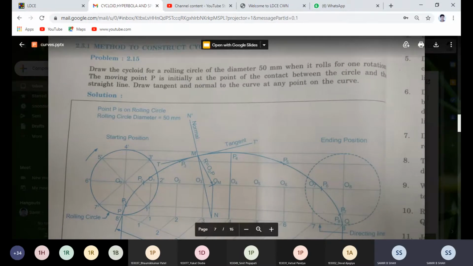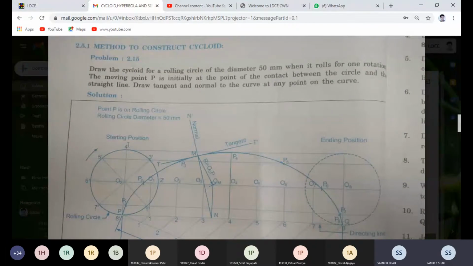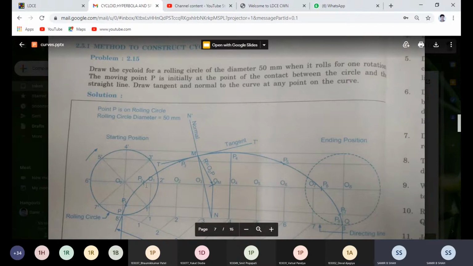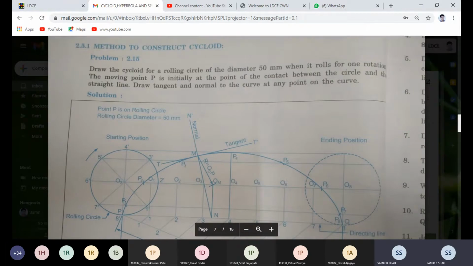We know that when the circle rolls over the straight line for one rotation, how much distance does it cover? Definitely the total distance is pi times d. So initially we want to find this total length L, which is equal to pi into d. Here you know that the diameter is 50 mm, so pi into 50 is equal to 157 mm. So the distance from P to P8 is equal to 157 mm.